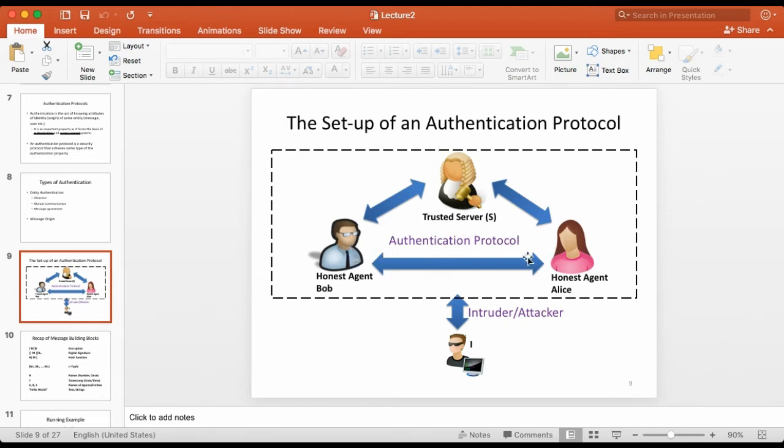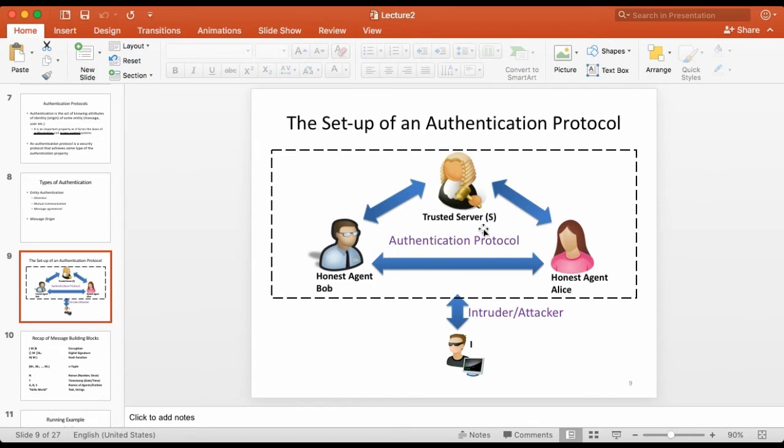So sometimes they can communicate just between themselves directly, but there are other occasions where they require the help of a trusted server. The trusted server is a third party entity which helps both Alice and Bob go through the protocol, for example, by issuing keys, decrypting or encrypting certain messages, or rerouting certain messages to either party.